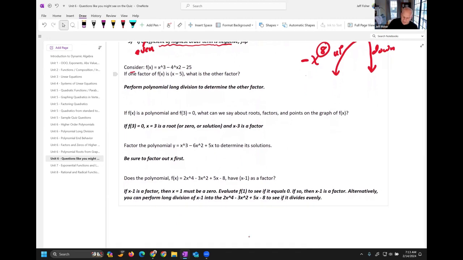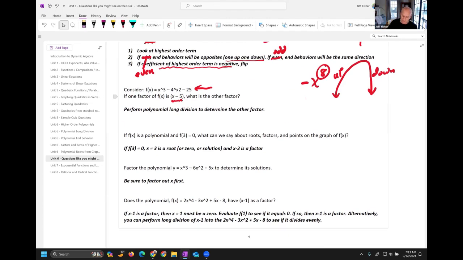Consider this polynomial. If one factor is x minus 5, what is the other factor? Well, we just divide it into it, and we do our long division. X minus 5, we divide that into x cubed minus 4x squared minus 25. I think I've shown you long division enough. I don't need to show you that, but when you do this long division out, you're going to find an x squared term, and you go ahead and figure out what that factor turns out to be to determine what the answer to this division is going to be, that factor.